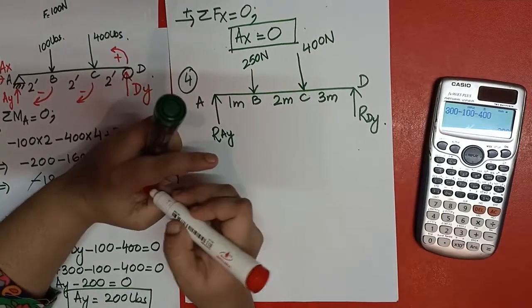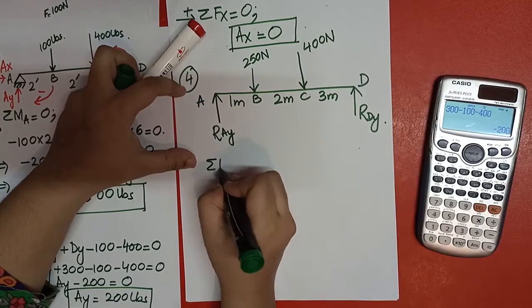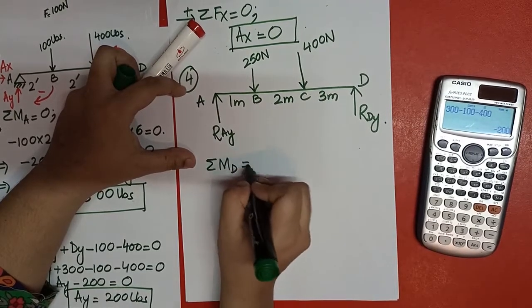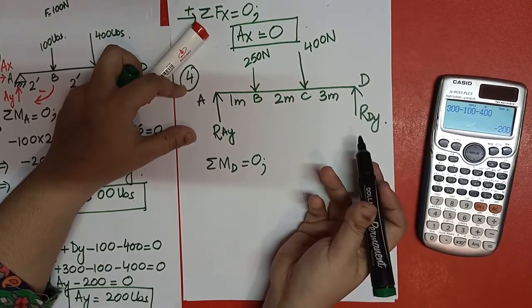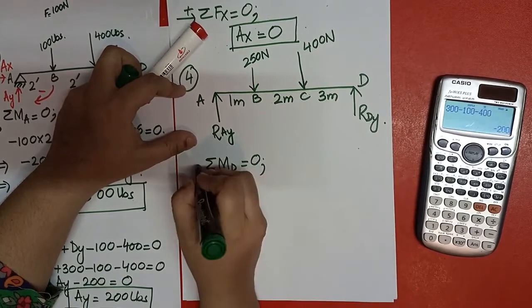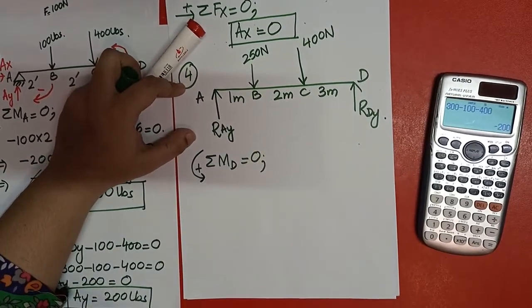So what I have to do next, I have to sum up the moment at D. Right now I am summing up moment at D. It's up to you if you want to sum up moment at A, or if you want to sum up moment at D. It's up to you. I am taking this direction as positive, the anti-clockwise positive one.